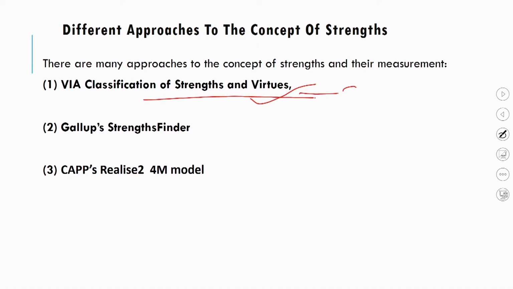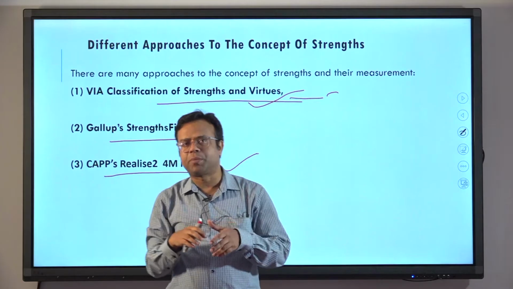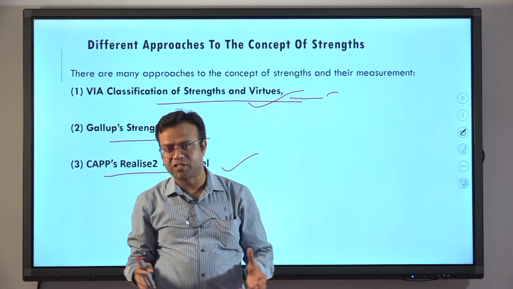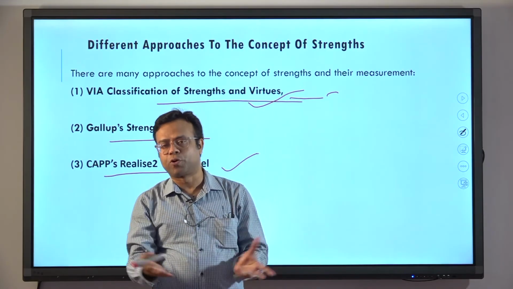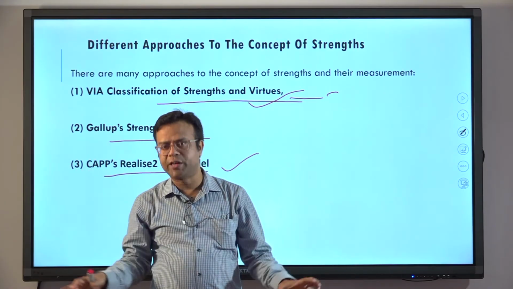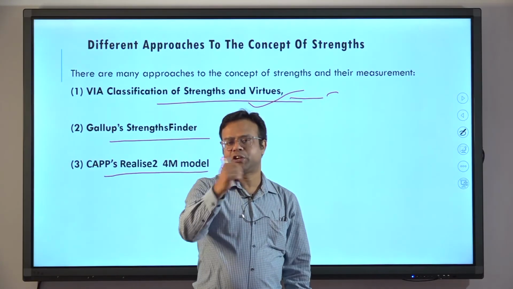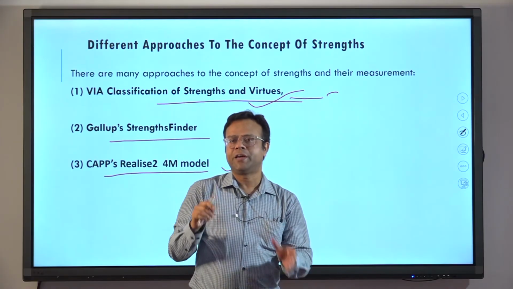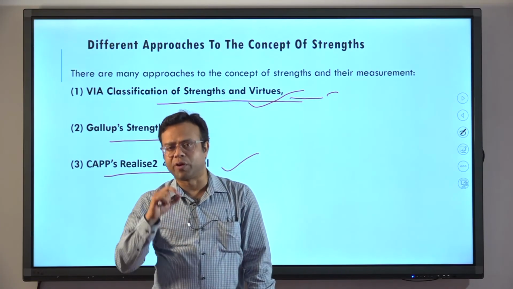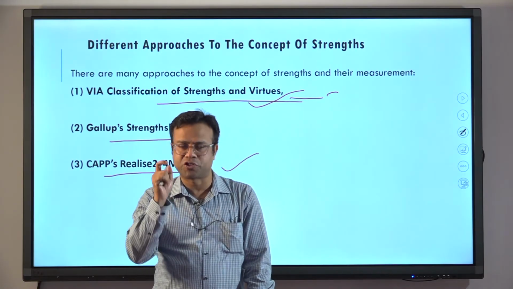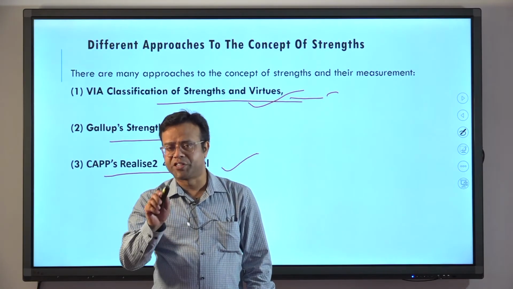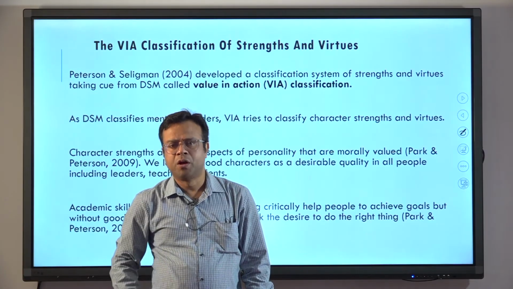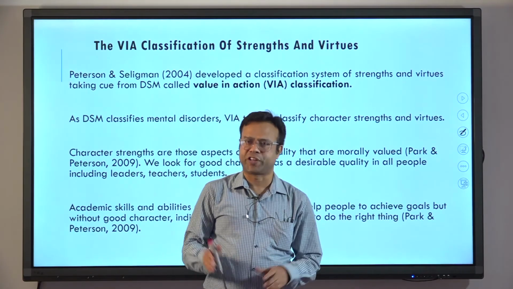The other lecture will focus on Gallup's StrengthsFinder and CAPP's Realise2 model. These are all models that talk about how to understand strengths, how to develop them, what their importance is, and so on, with a different theoretical perspective. So today's lecture will be focusing on the first one, the VIA classification of strengths and virtues. Here, more specifically, we'll be talking about character strengths, strengths of character, not just general strengths. The other two we'll discuss in the next lecture. So let us talk about the VIA classification of strengths and virtues.